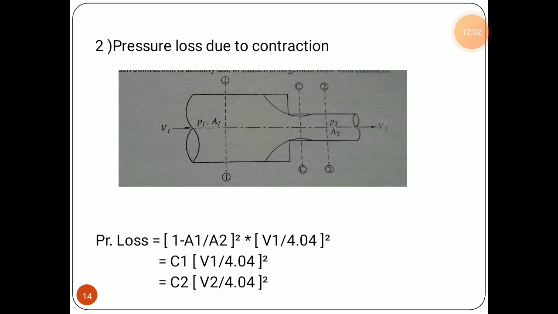Pressure loss due to contraction. If the diameter suddenly decreases, then such loss occurs, and pressure loss due to sudden contraction is given as pressure loss is equal to (1 minus A1 upon A2) squared into (V1 upon 4.04) squared. This formula can be modified as C1 into (V1 upon 4.04) squared, which is equal to C2 into (V2 upon 4.04) squared.